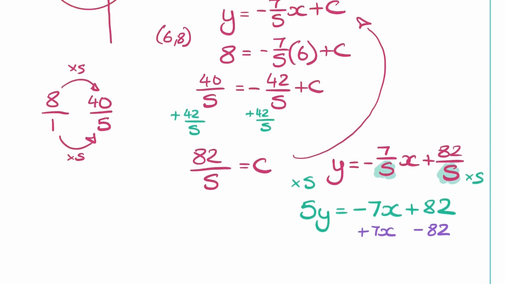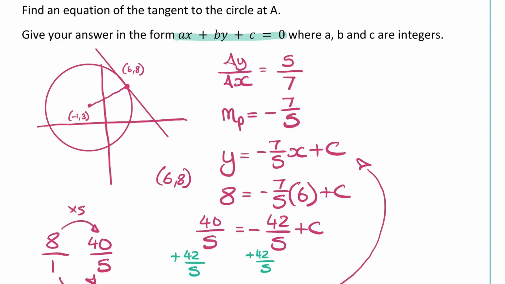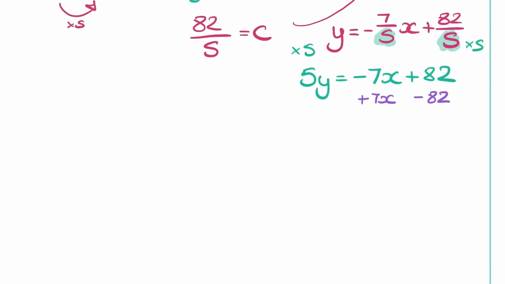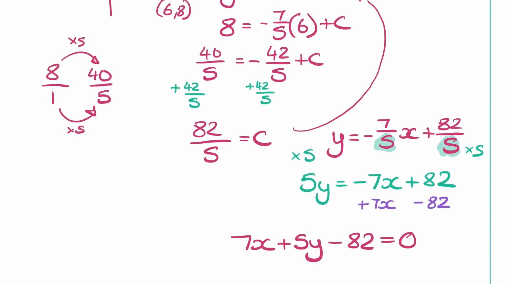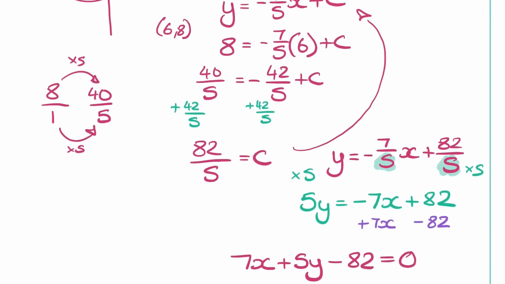Now it'll equal 0. If we put the pieces straight into the correct place, they want the x, then the y, then the number. So let's put them all in the right place. So that'll be 7x plus 5y. We've got to introduce that plus symbol in front of the y there. And then minus 82, and that is equal to 0. And that is in the form they wanted. So 7x plus 5y, and then minus 82 is equal to 0.